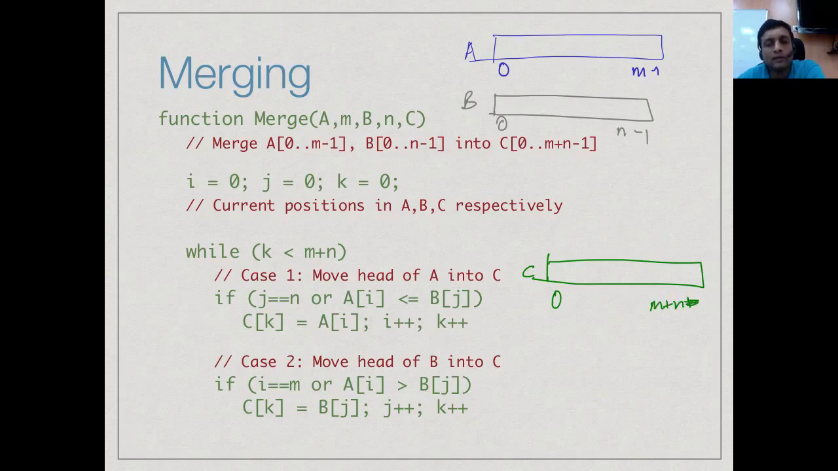Right? So what we do is we start by putting an index i, j into these two lists and index k into the list C, and we compare these two values and we take the smaller of the two values and move it here, and then we move this, and then we keep moving these two indices, and all the while we keep moving k. So the question is, how long does this take?